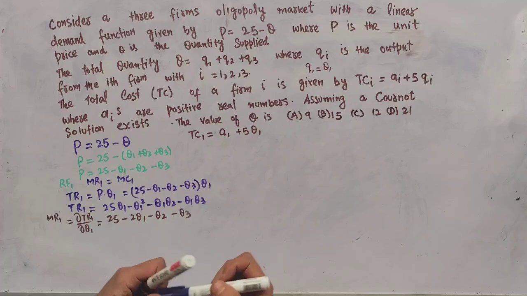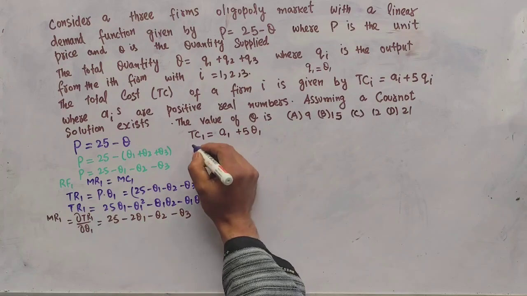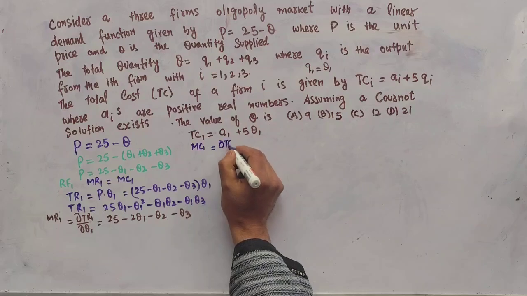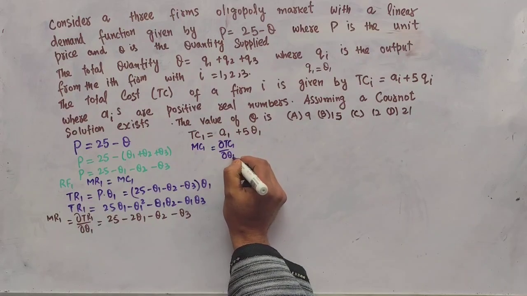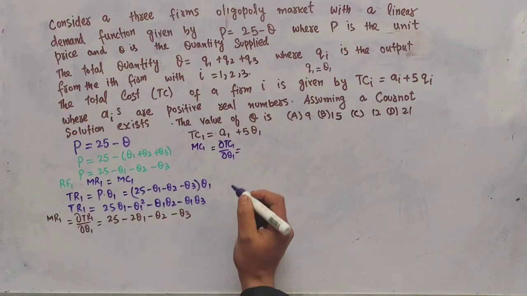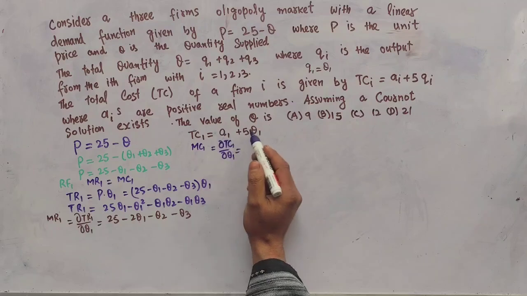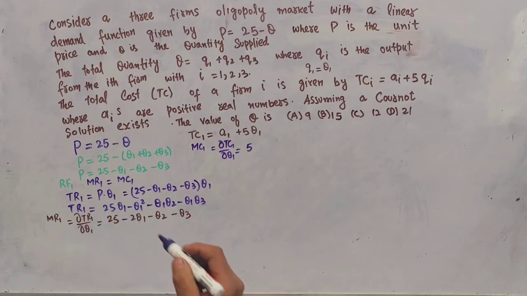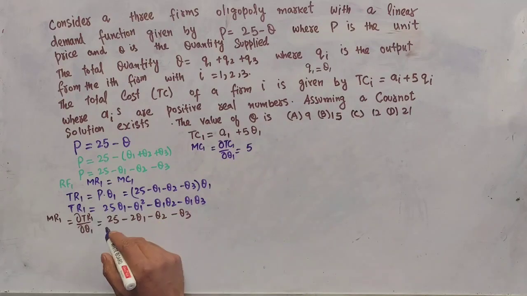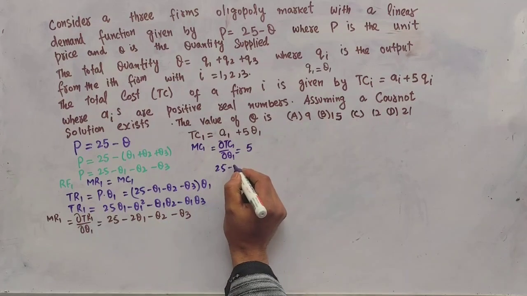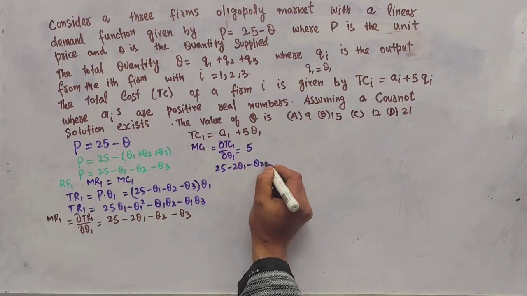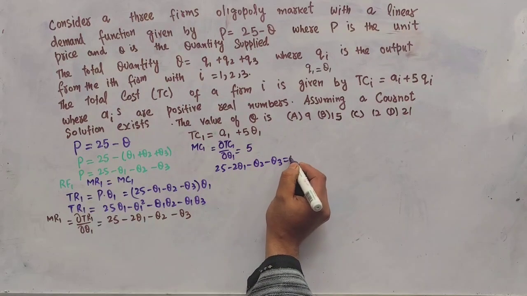Having said that, what will be the marginal cost of firm 1? That will be the change in the total cost of firm 1 due to the change in the output. Derivative of this function with respect to Q1: derivative of a constant is 0, derivative of Q1 is 1, so we are left with 5. Now, equating marginal revenue with marginal cost. Marginal revenue is this very function, 25 minus twice Q1 minus Q2 minus Q3 is equal to 5.